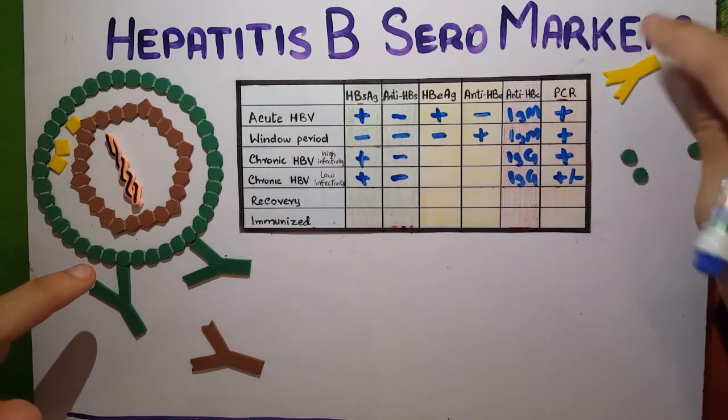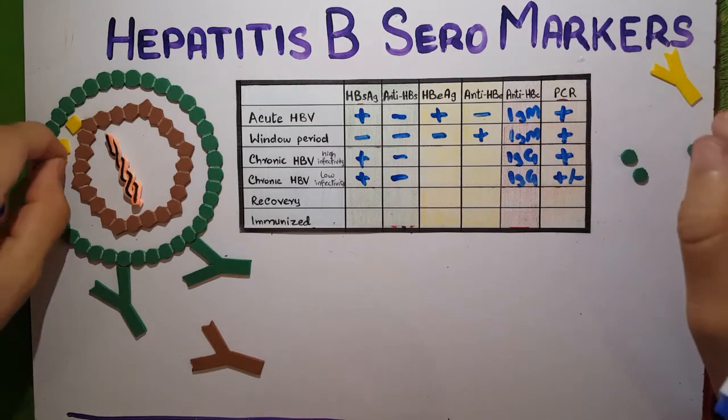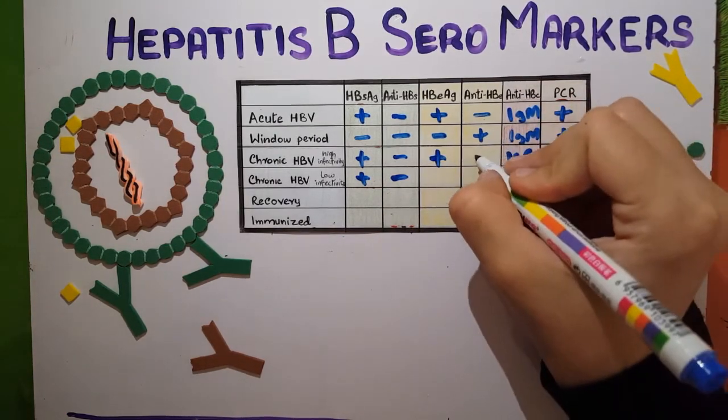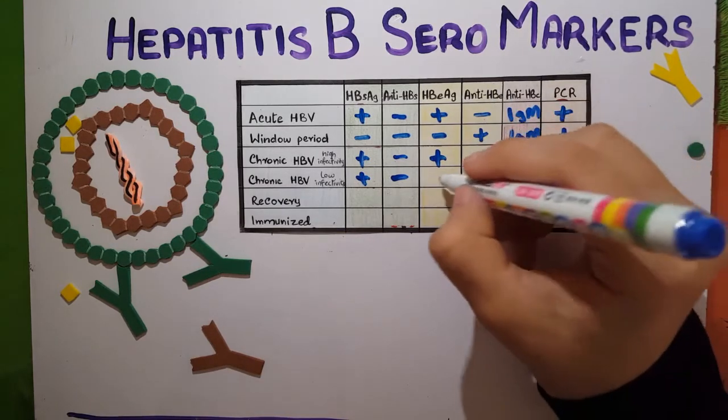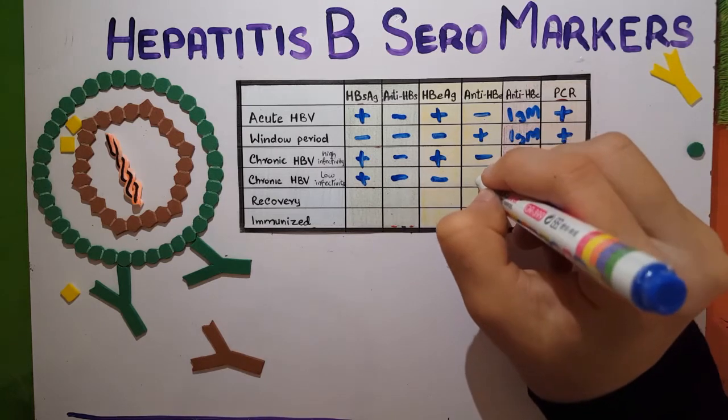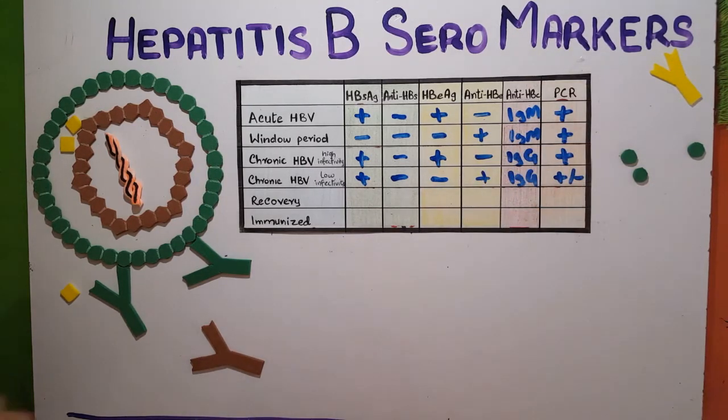In a high infectivity, the HBe antigens will be released and they will be positive, the counter antibody is negative, and in low infectivity HBe antigen will be negative and the counter antibody may be positive. Now coming to recovery phase.